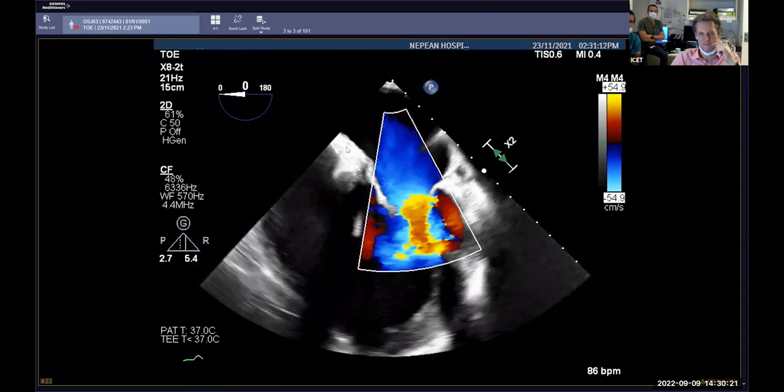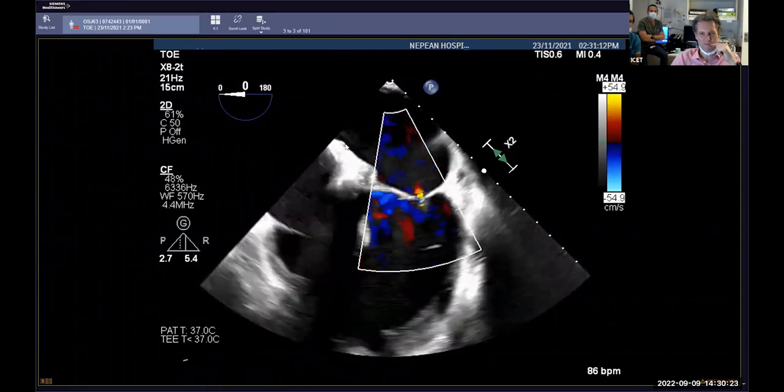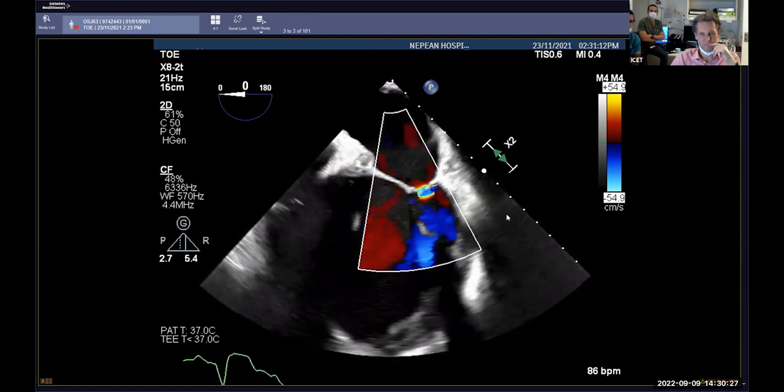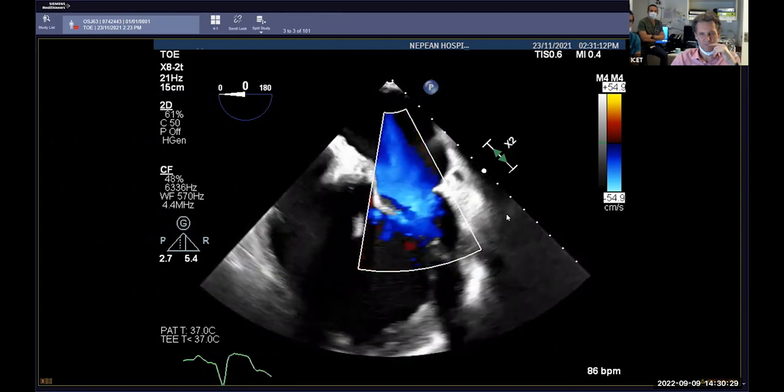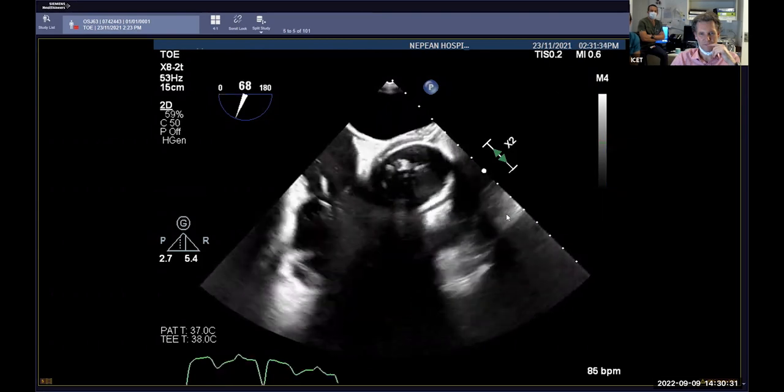So this is some color Doppler over the mitral valve, showing some central regurgitation. We want to interrogate that slightly more to see where it's coming from exactly.